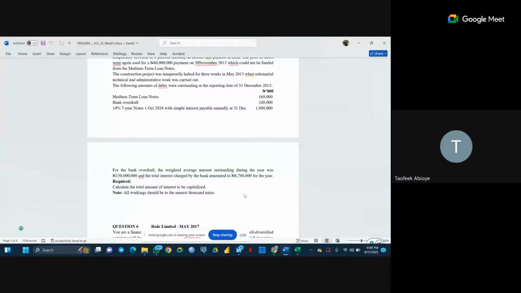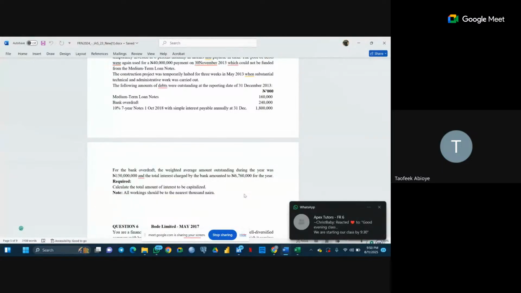And also the company can decide to use a pool of funds. What does that mean, a pool of funds? A pool of funds is a situation whereby the company has more than a single source of finance. Just like we have it here, they have a medium-term loan, they have a bank overdraft, they have a 7%, 7-year note. All these are different sources of finance that the company decided to use to finance their projects.